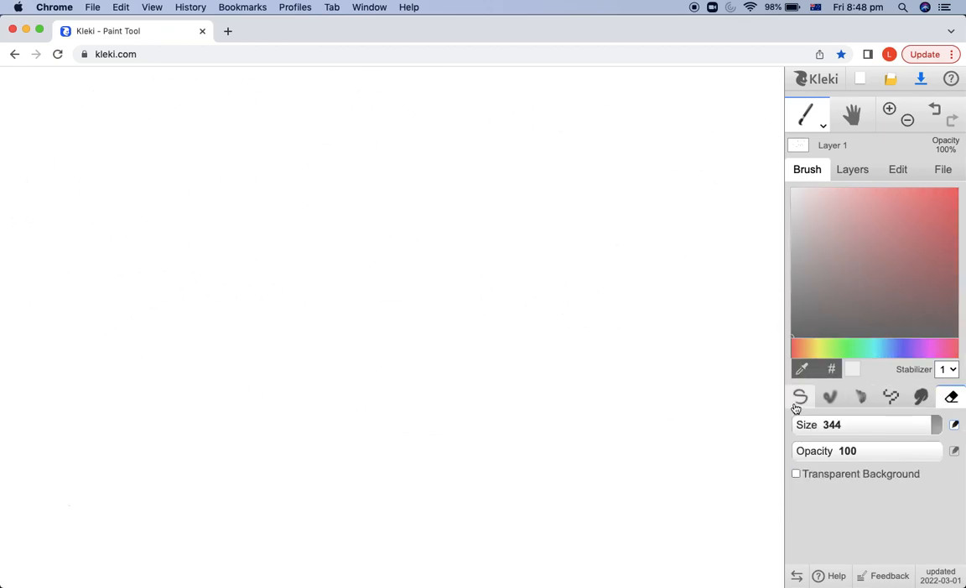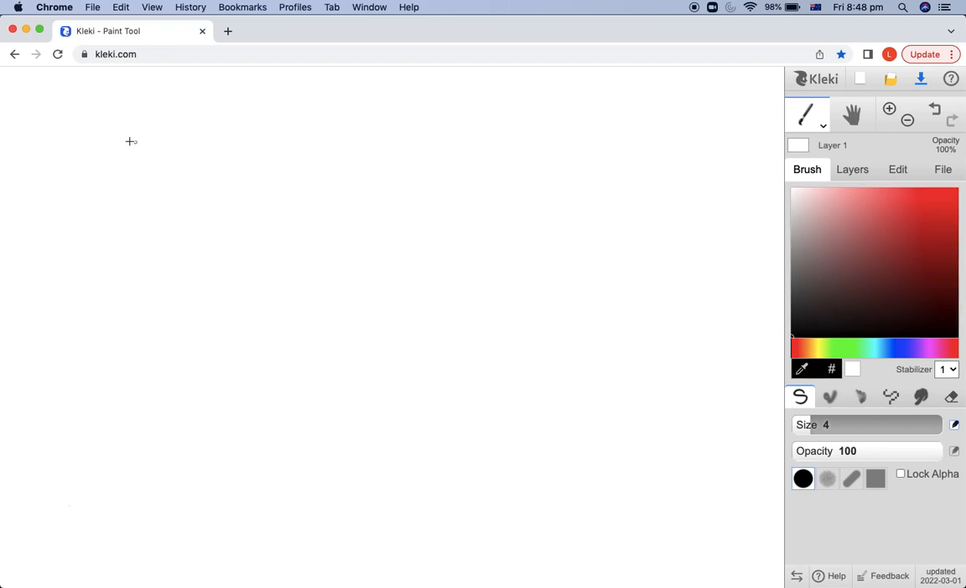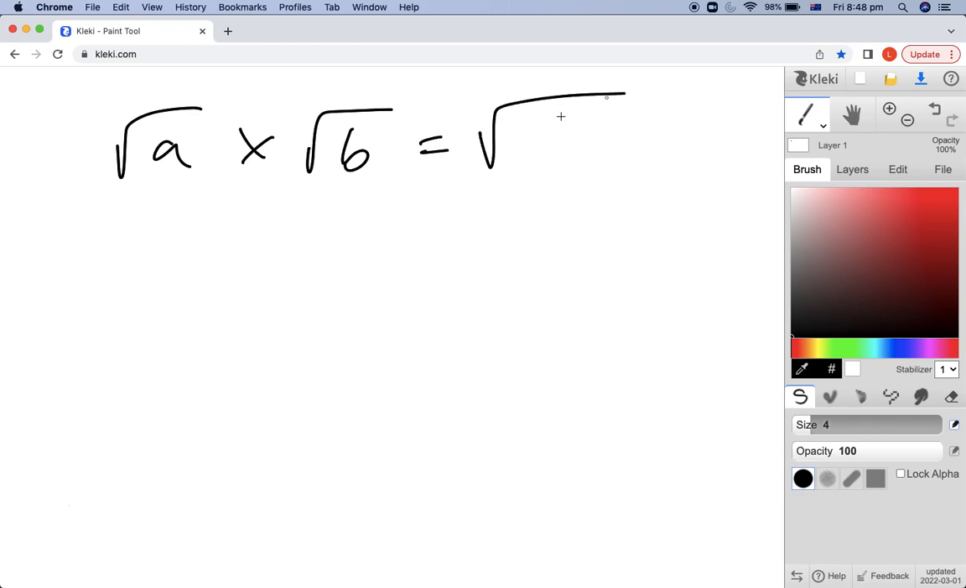So if you just want to have a formula for this method, it's equivalent to root A times root B is the same as root A times B. Perfect.